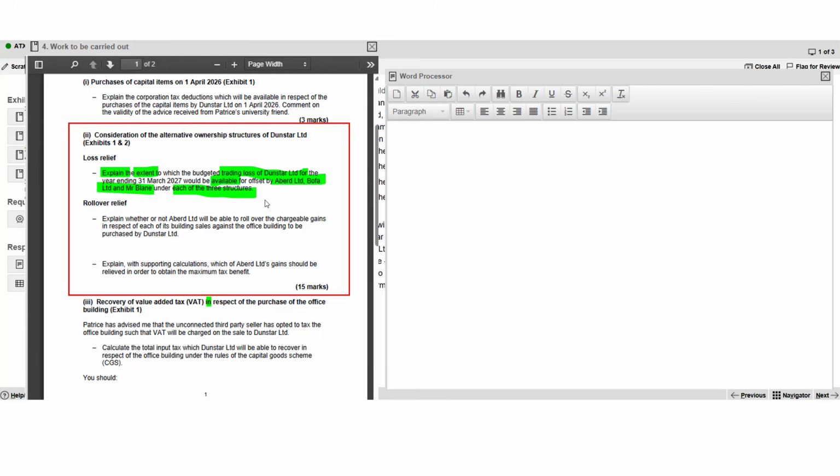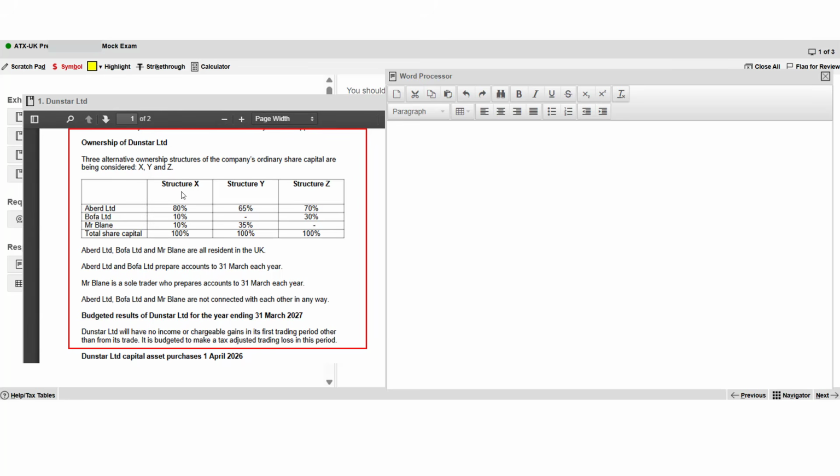So we need to have a look at what those structures are, have a look at the information, and this one does refer us to Exhibit 1 and Exhibit 2. And in Exhibit 1, we have details about the ownership structures. So we've got 3 alternative ownership structures, X, Y, and Z. We need to think about each of those.